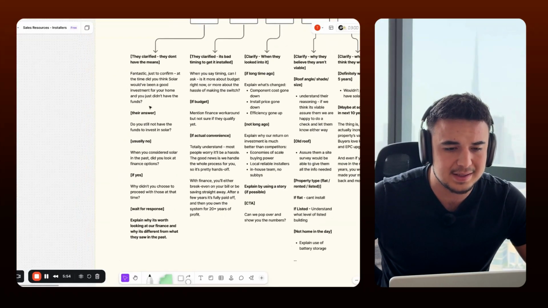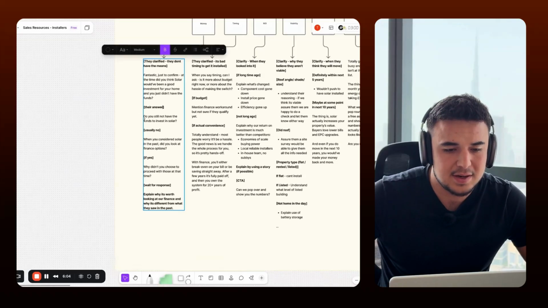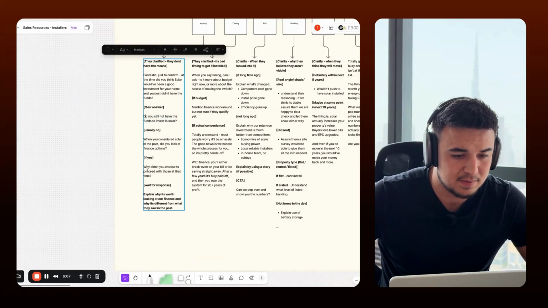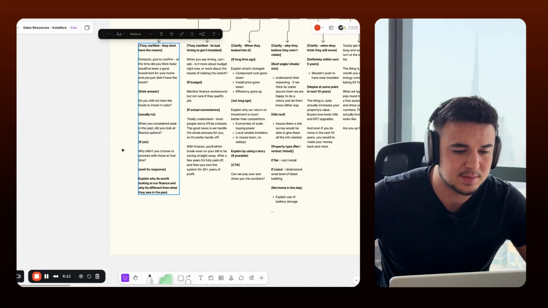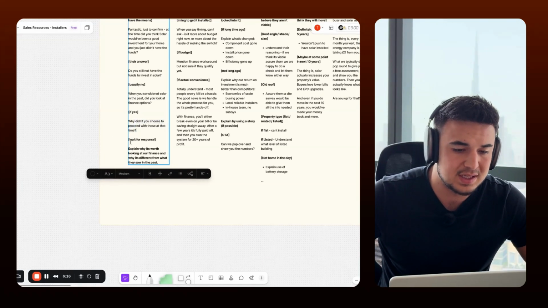Just to confirm, at the time, did you think solar would have been a good investment for your home and you just didn't have the funds? Now, they're going to have an answer here. And from there, you say, do you still not have the funds to invest in solar? Usually no. And when you considered solar in the past, did you look at finance options? If yes, why didn't you proceed with those at this time?